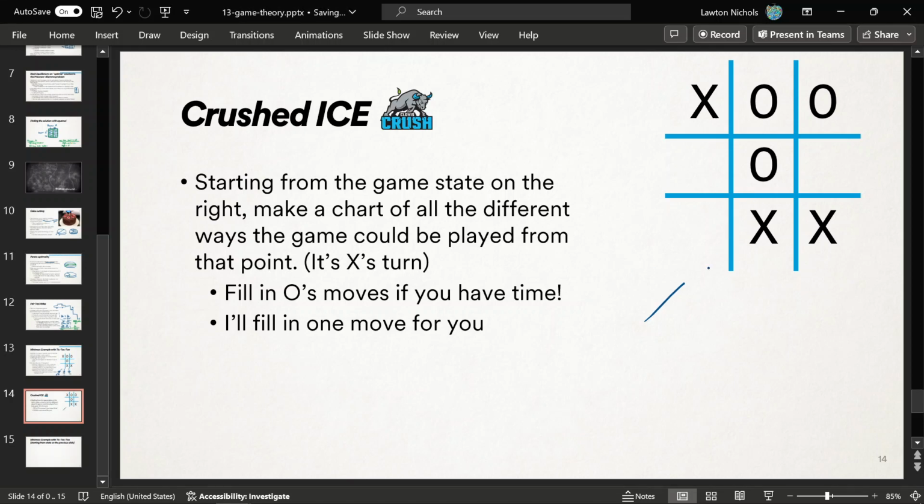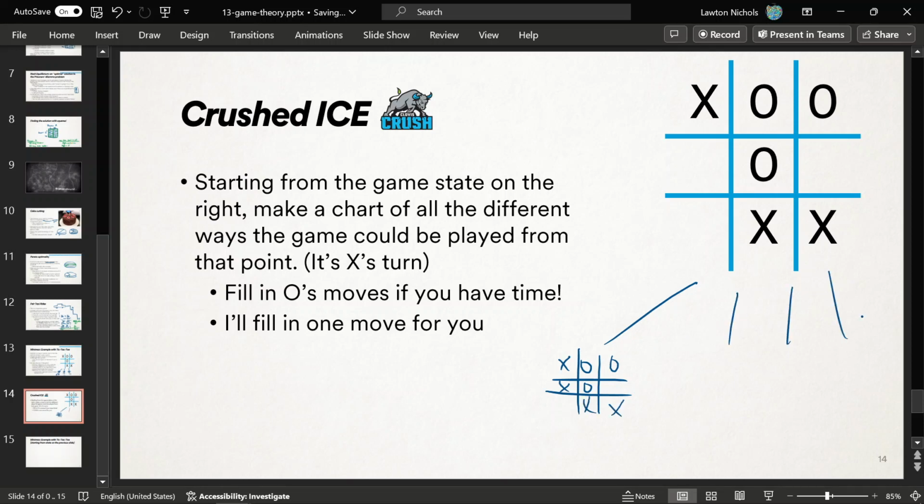So I'll do one, for example. One way that this game could be played out looks like this. X could go, if it's X's turn, let's pretend it's X's turn, X could go right here. So then the board will look like this: X, O, O, O, X, and X, X.